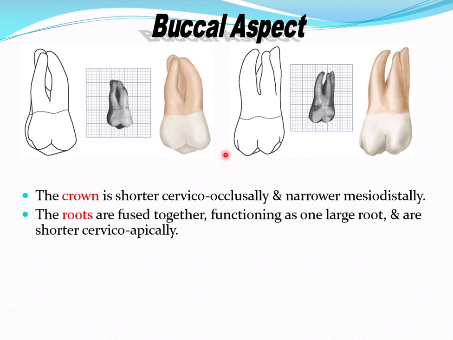The roots, I said before, fuse together. As I said before, when I move from anterior to posterior, from the first molar to the third molar, the roots of the tooth become closer to each other until they reach this level. It appears fused, as if there is fusion connecting them, functioning as one unit. In addition, they are shorter cervico-apically. The roots are shorter and closer to each other.